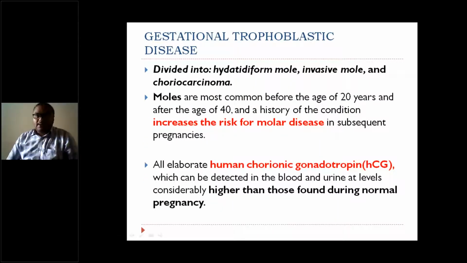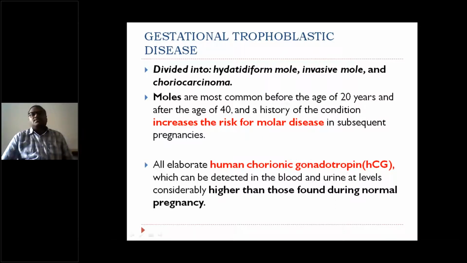The next and most important topic is gestational trophoblastic disease, which is divided into Hydatidiform mole. Please note the spelling. Don't write it as hydatid, because we have one more topic called hydatid cyst, and many students confuse Hydatidiform mole with hydatid cyst. So note down the spelling. This is called Hydatidiform mole, and the other important topics are invasive mole and choriocarcinoma.